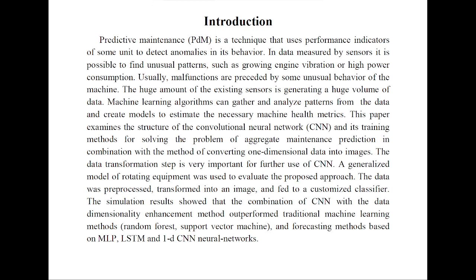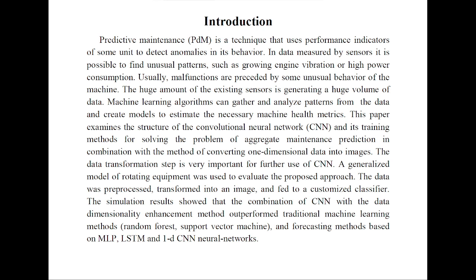The huge amount of existing sensors is generating a huge volume of data. Machine learning algorithms can gather and analyze patterns from the data and create models to estimate the necessary machine health metrics. This paper examines the structure of the convolutional neural network and its training methods for solving the problem of aggregate maintenance prediction in combination with the methods of converting one-dimensional data into images.